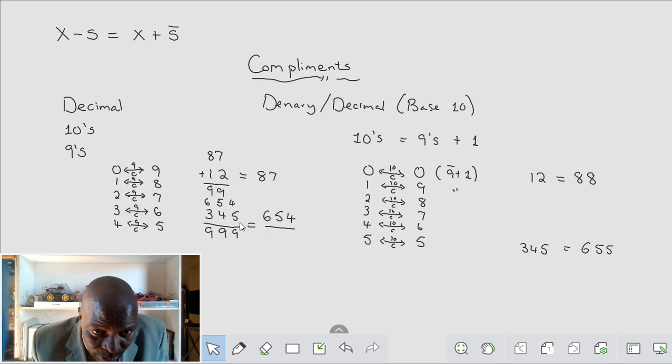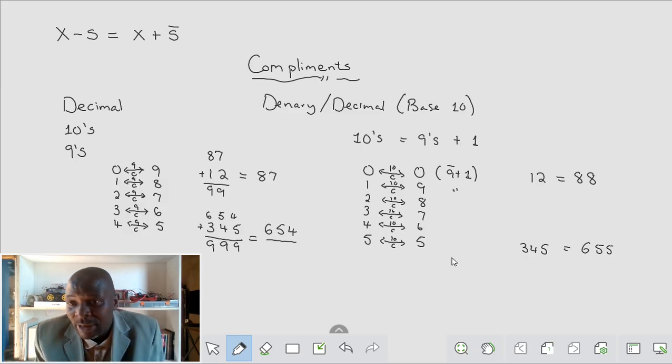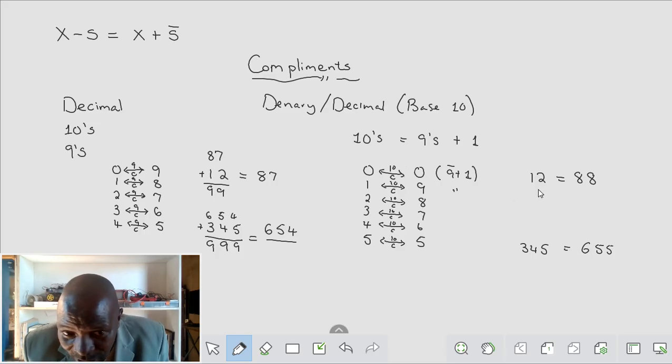Okay, maybe I should come down a bit. If we take 654, which is the 9's complement of 345, and add the two together, if we are correct, our answer is a stream of 9's. 4 plus 5 is 9, 5 plus 4 is 9, 6 plus 3 is 9. Let's see if the same works for 10's complement. With 10's complement, if we take that complement and add it, we must get what looks like a stream of 10's, if you are correct.